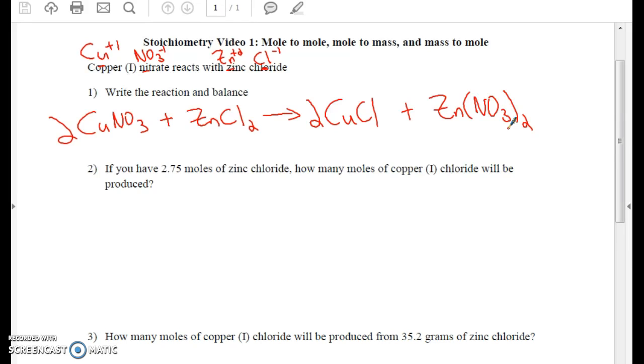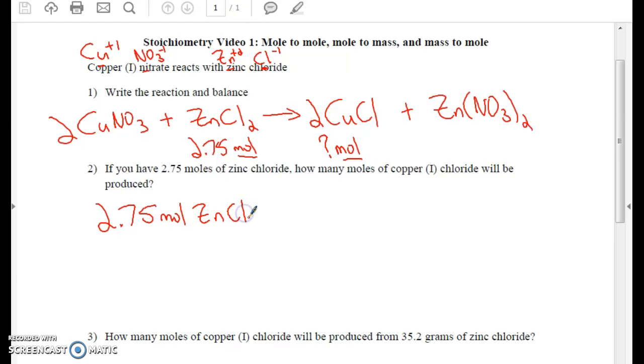So this says if you have 2.75 moles of zinc chloride, alright, I'm going to write 2.75 moles here. How many moles of copper 1 chloride will be produced? So this is what we're looking for, moles of copper 1 chloride. So you can see that this ends up being a mole-to-mole problem. You start off with moles, you're going to end up with moles. 2.75 moles of zinc chloride.